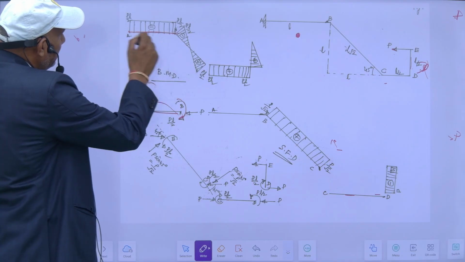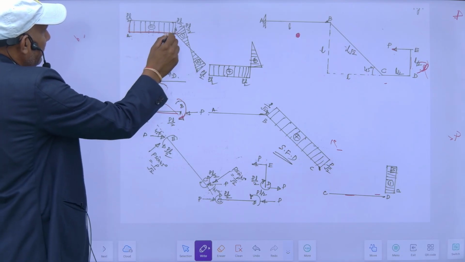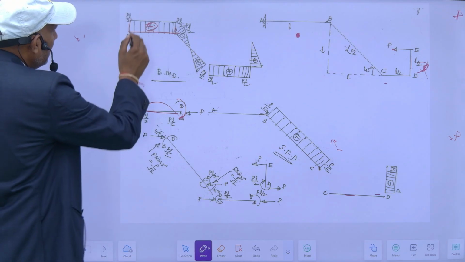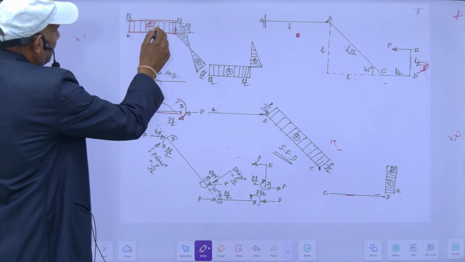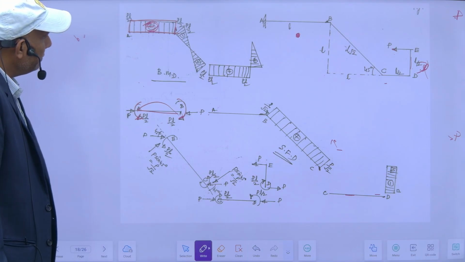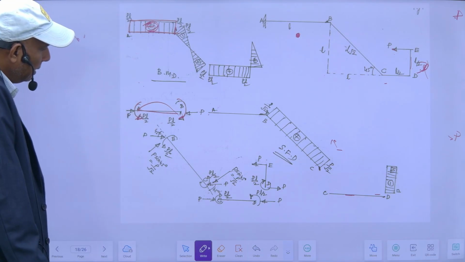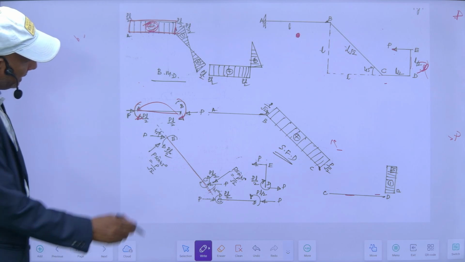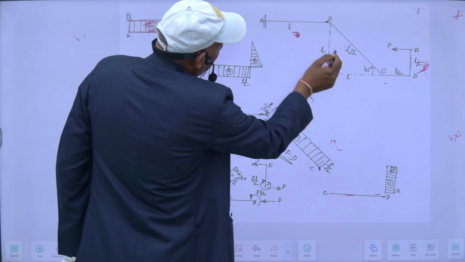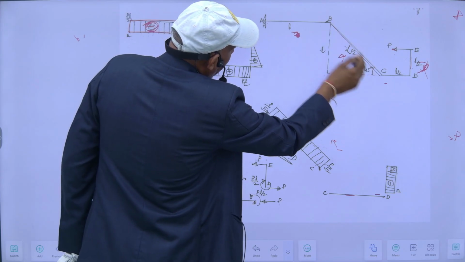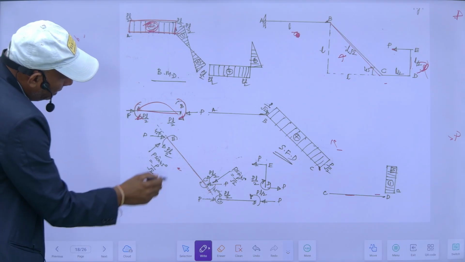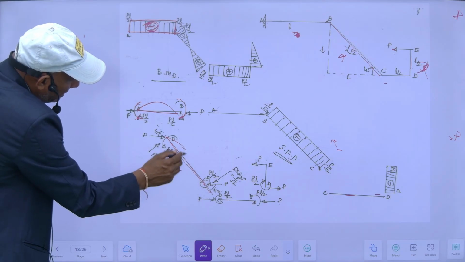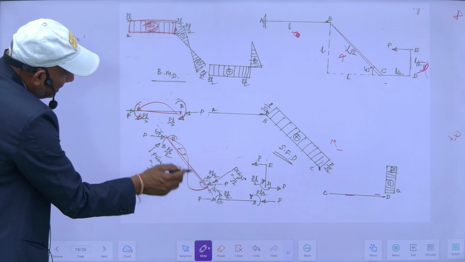This is for AB portion. This is hogging, PL by 2, and this is PL by 2. So this is hogging, and I am drawing on the tensile side, so this is minus. Either way you can draw the bending moment diagram. So this is for AB portion, and for BC portion, suppose I am standing here and seeing this BC. This is hogging in nature again, and it is sagging here.